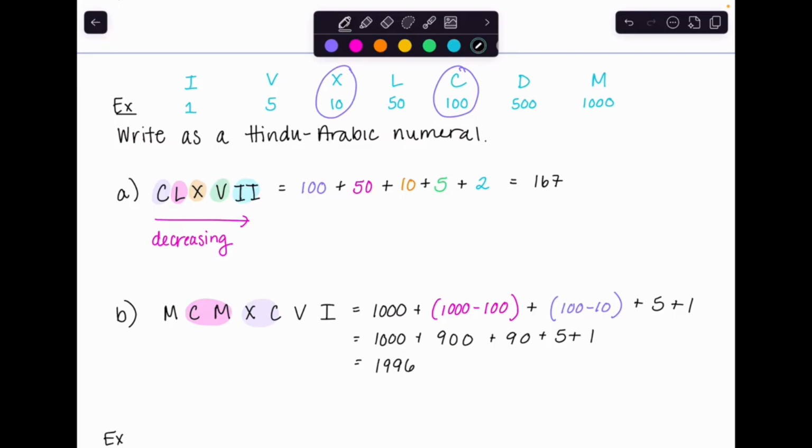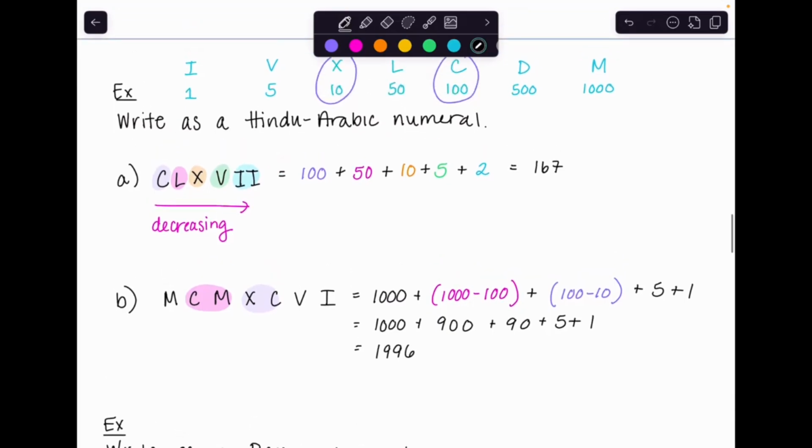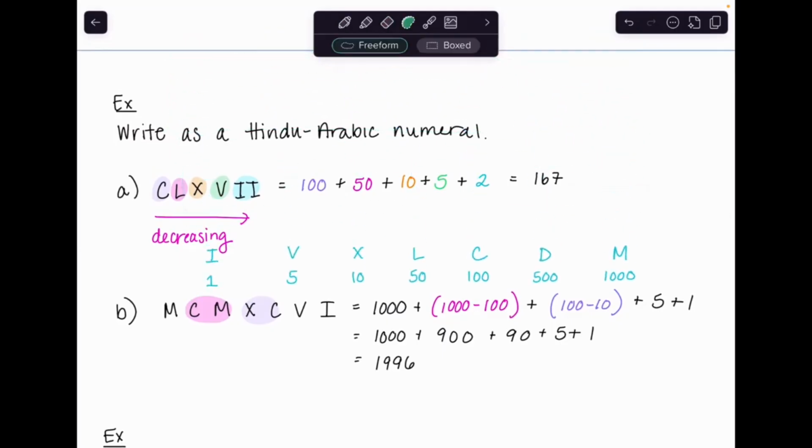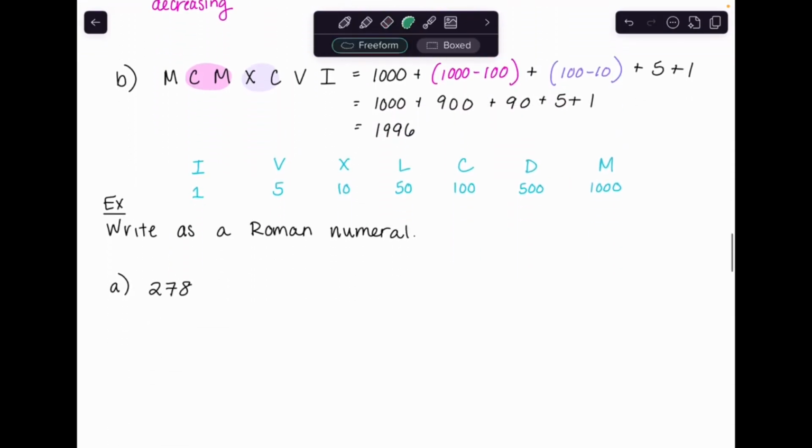Let's try the opposite now. Let's write it in Roman numeral given that Hindu-Arabic. So again, just going to bring this down to make life a little easier for us. Okay. So I want to pay attention in the numbers if I have any 4s or 9s, and thankfully I don't, so I don't need to do anything special, which is amazing.